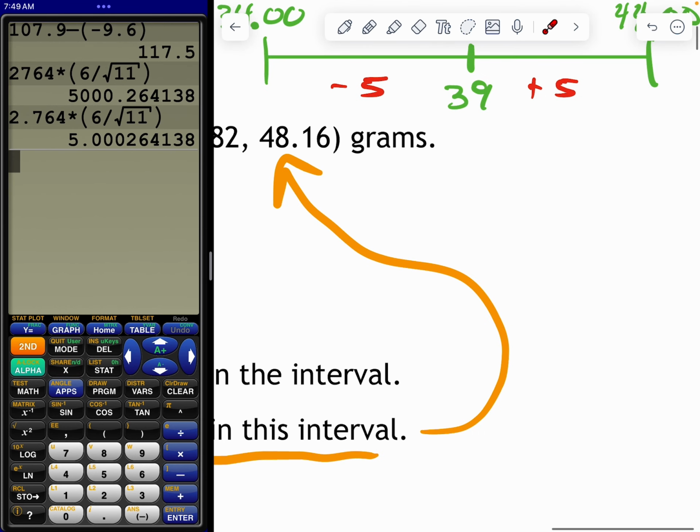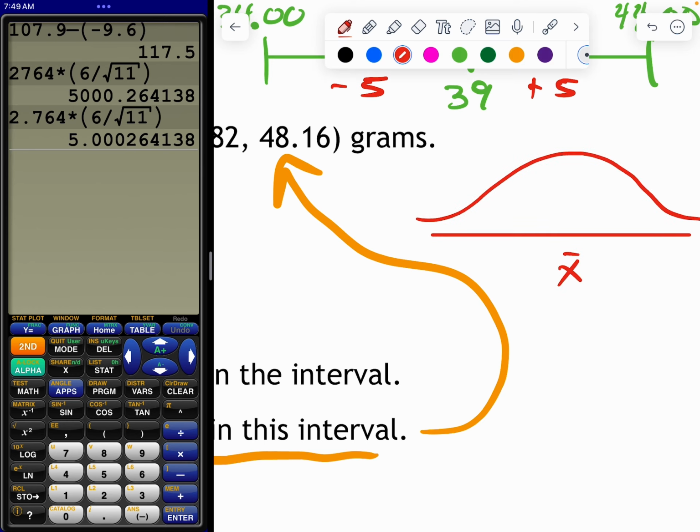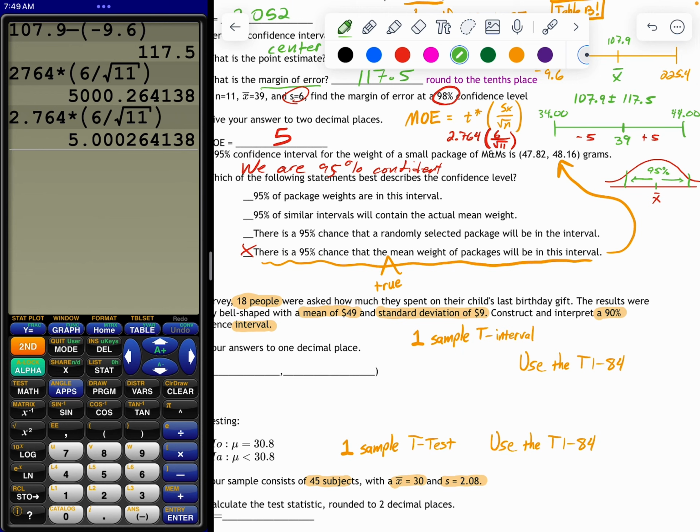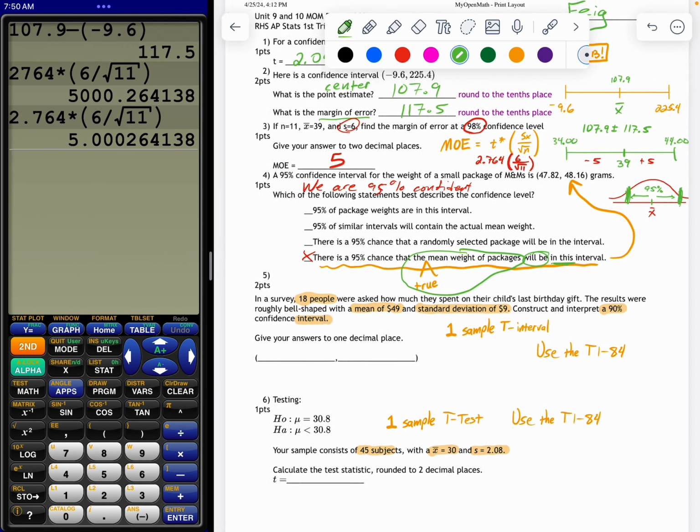we made our curve. We had our X bar in the middle, and then we went from the middle, we went this way and this way, the margin of error, to capture 95%. So we're saying that when we've created this interval, we're 95% confident that the truth is in there, that the true mean weight of packages will be in this interval.